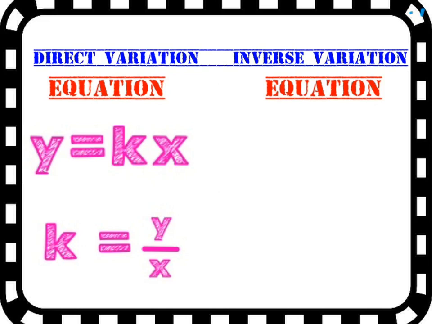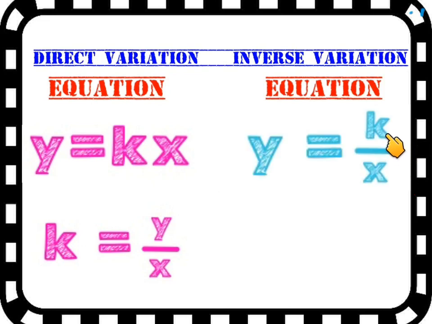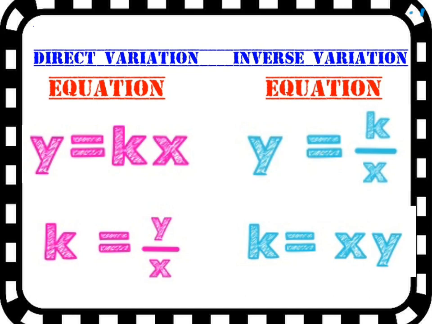The equation for inverse variation starts out as a ratio, but when we solve for k, we multiply both sides by x and we get the product. So that's what the product and the ratio are actually referring to, the k values. Direct variation has a constant ratio, the constant of variation, and inverse variation has a constant product.